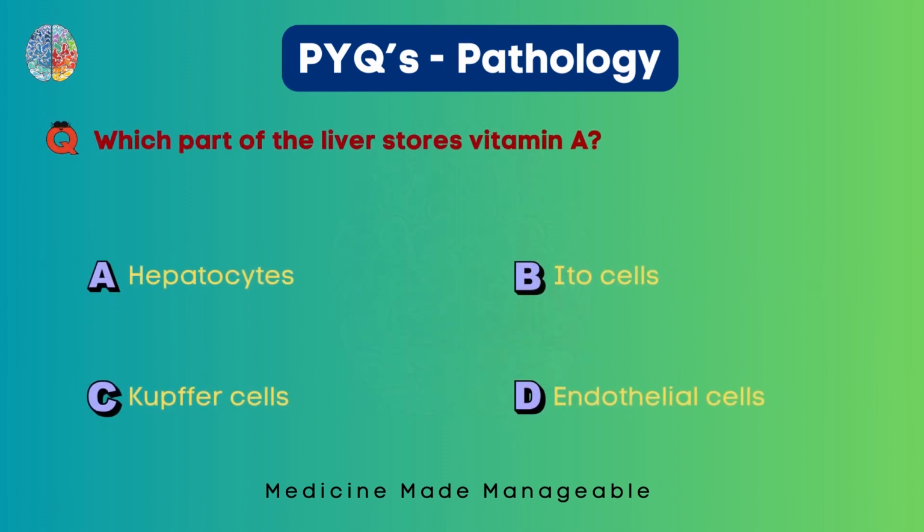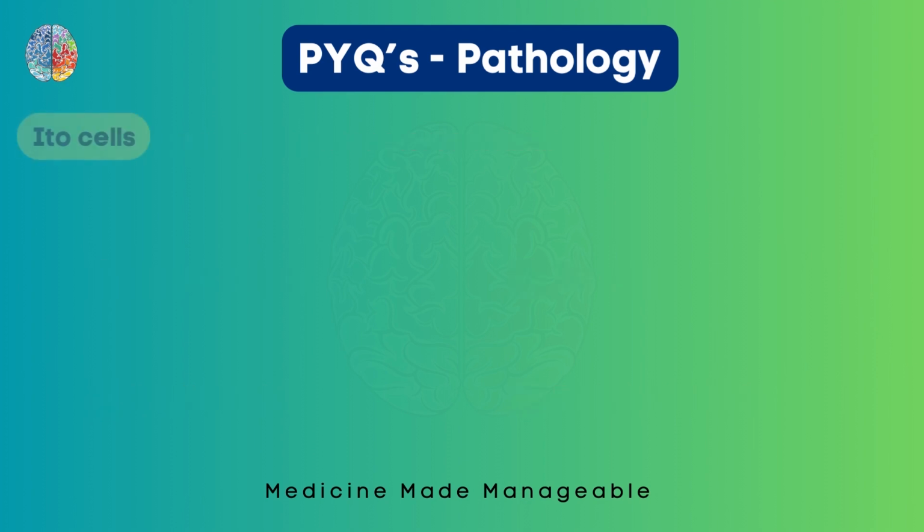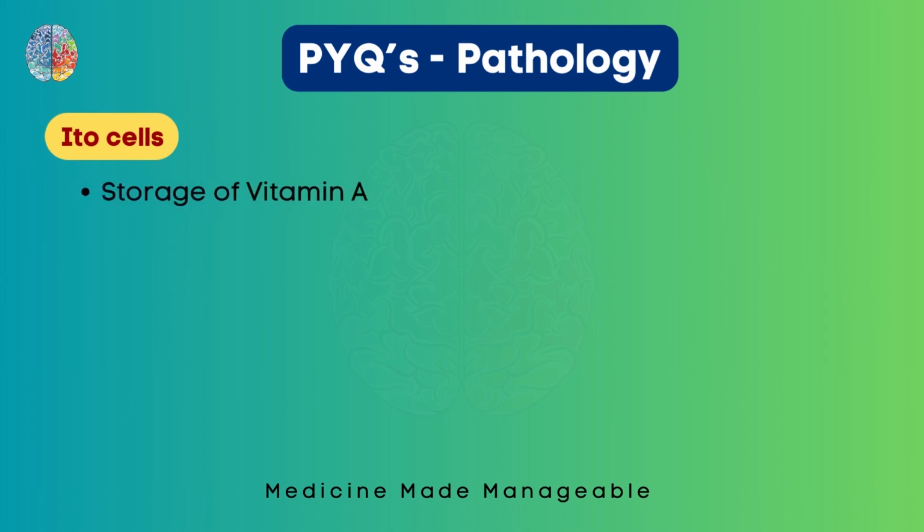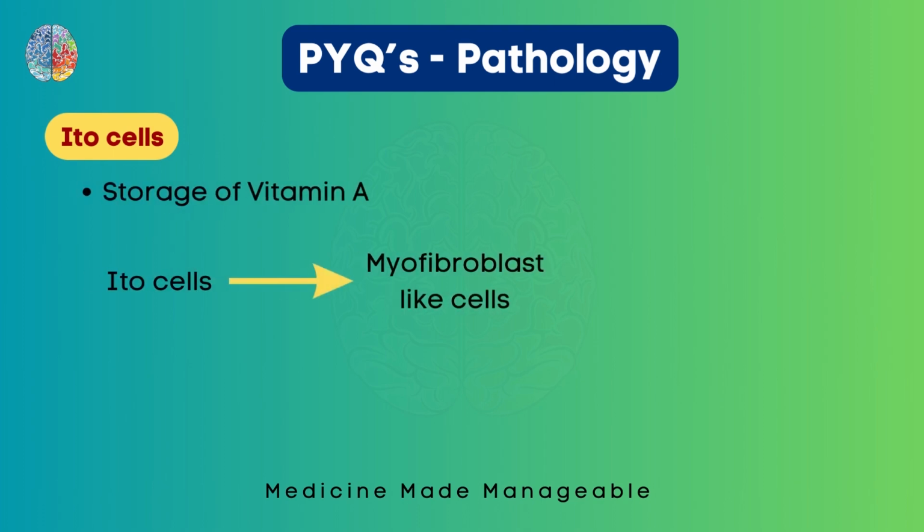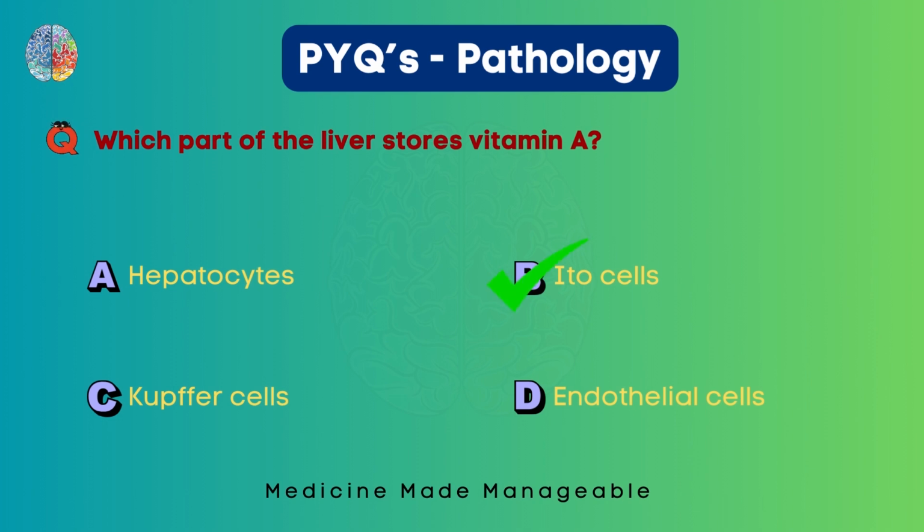Now, which part of the liver stores vitamin A? Is it hepatocytes, Ito cells, Kupffer cells, or endothelial cells? So the correct answer is Ito cells. So these store vitamin A. Also, the Ito cells can change into a myofibroblast-like cell whenever there is any stress like inflammation. These cells then produce collagen. So this is another important question that they can ask. Coming back to the question, our answer is B.